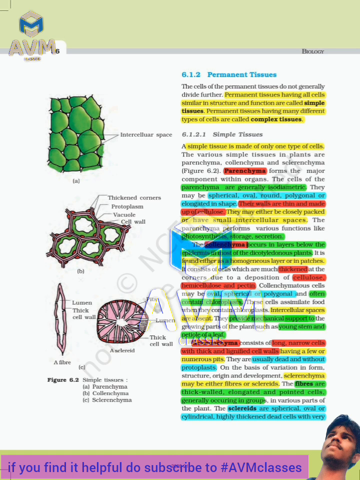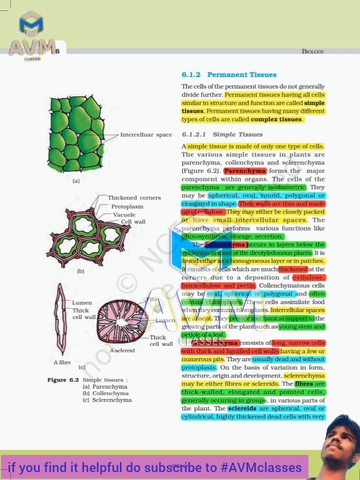Parenchyma forms the major component within organs. The cells of the parenchyma are generally isodiametric. They may be spherical, oval, round, polygonal or elongated in shape. Their walls are thin and made up of cellulose. They may either be closely packed or have small intercellular spaces. The parenchyma performs various functions like photosynthesis, storage and secretion.